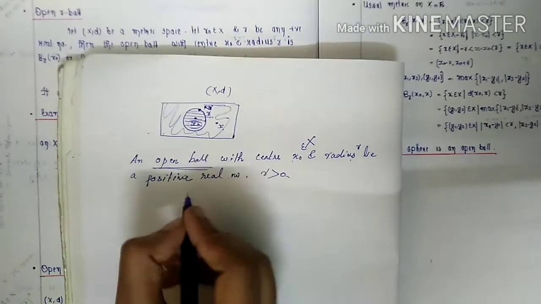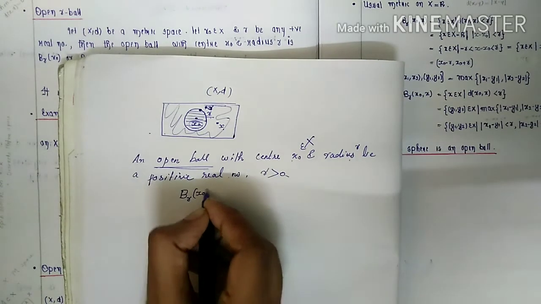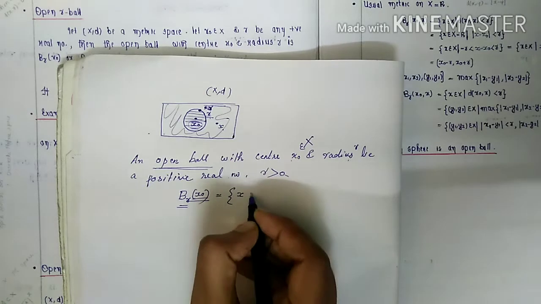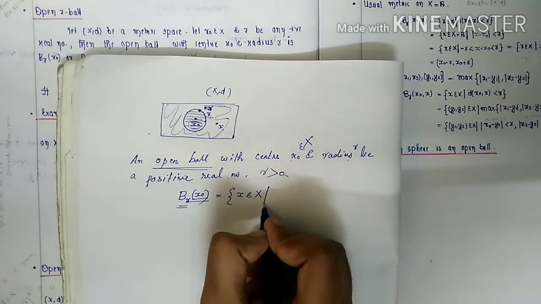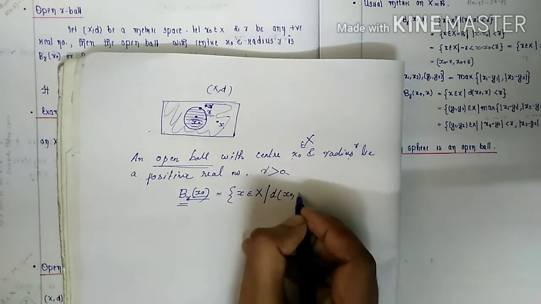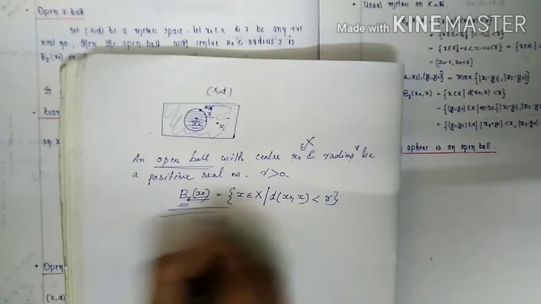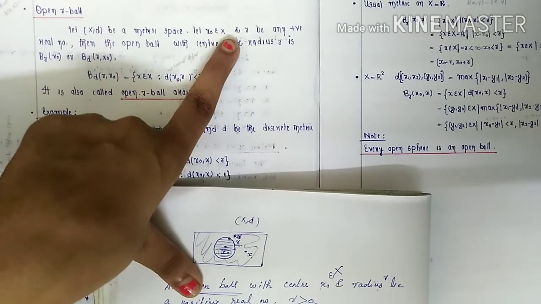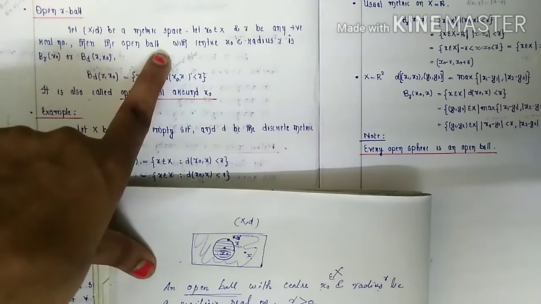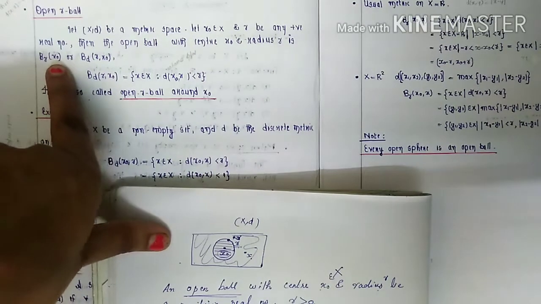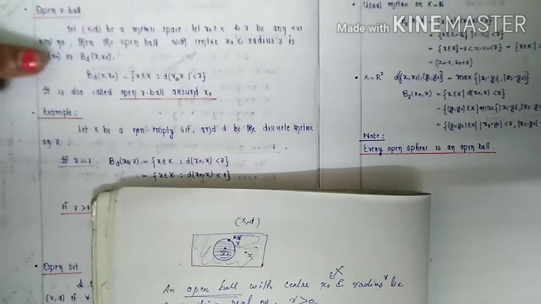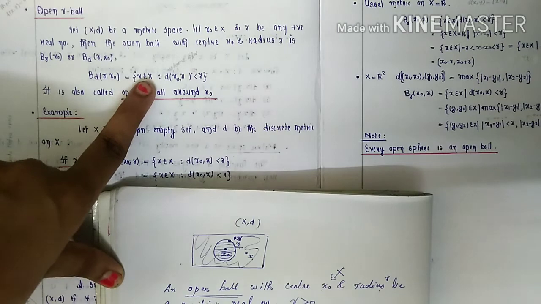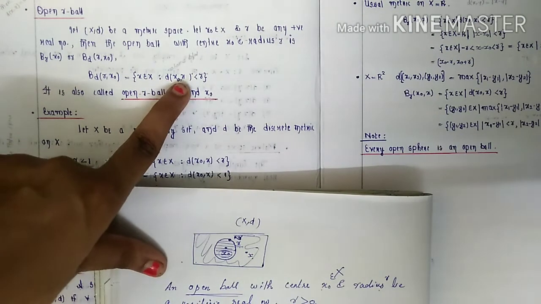In notation we can write B_r(x0), with radius r and center x0, equal to the set of all x in X such that d(x0, x) is less than r. That is, let (X, d) be a metric space, let x0 be an element of X and r any positive real number. Then the open ball with center x0 and radius r is denoted by this notation. We can use this notation also, though most commonly we use this one, which is the set of all x in X such that the distance between x0 and x is less than r.